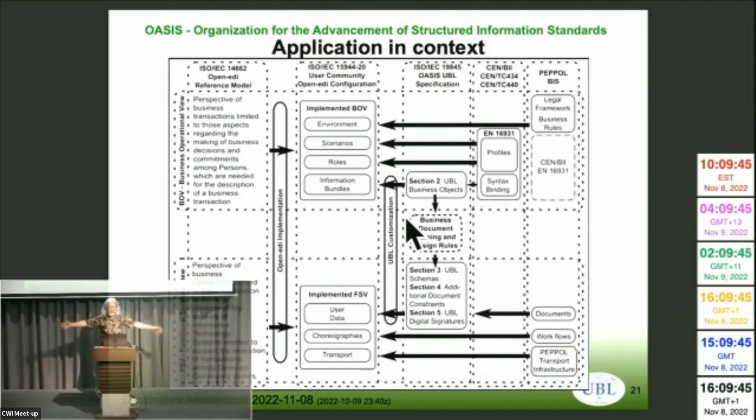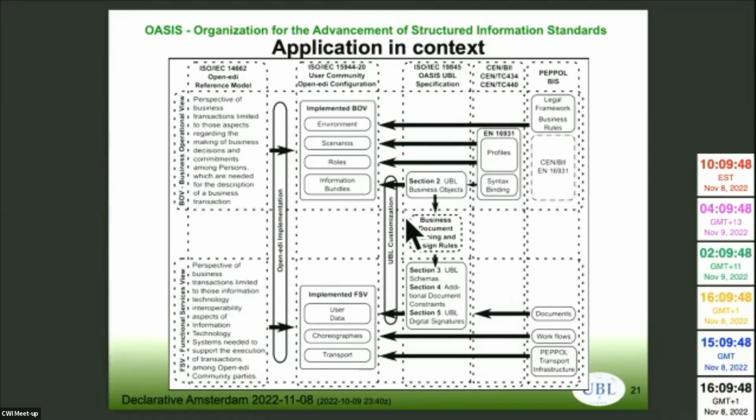Put this all together. This is a diagram that I drew to summarize the Peppol perspective of the world. And you can see on the left, we have 14662, the Open-EDI reference model, separating the business operational view from the functional services view. I'm the author of part 20 of 15944. I've spent 31 years in ISO committees. And this documents the typical kind of separations of responsibilities at the BOV and the FSV level. You can see the role of section 2 of UBL defining the information bundles and 3, 4, 5 defining the user data.